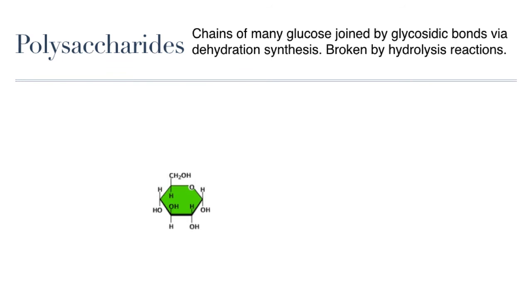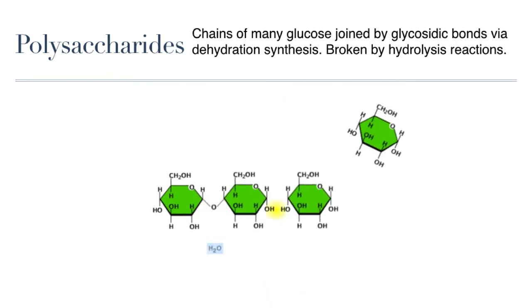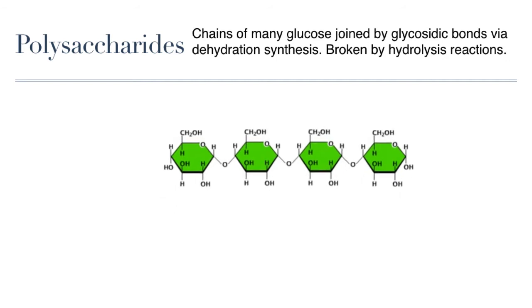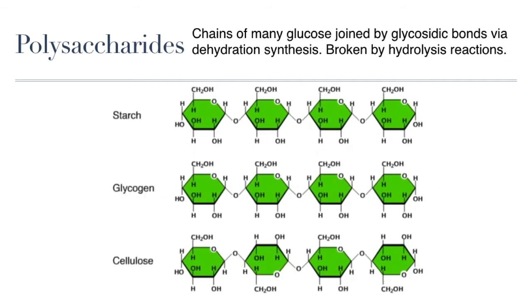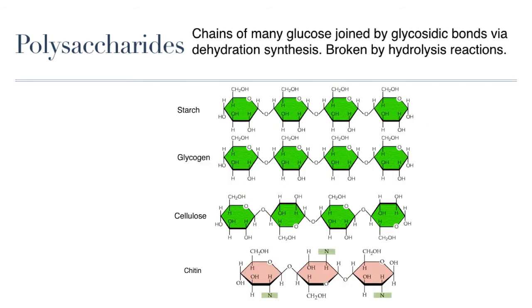Polysaccharides are also built by dehydration synthesis reaction and broken apart using hydrolysis reactions. There are three main types we will focus on in this course: starches, glycogen, and cellulose. All three are long chains of glucose. There's also a fourth polysaccharide, chitin. All of these polysaccharides have different functions.